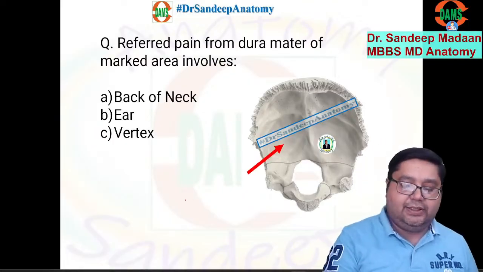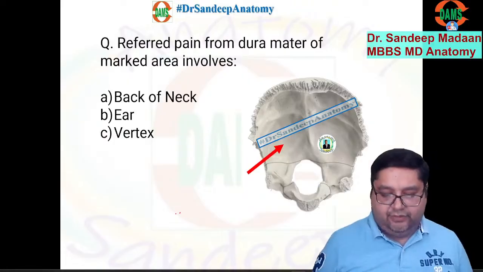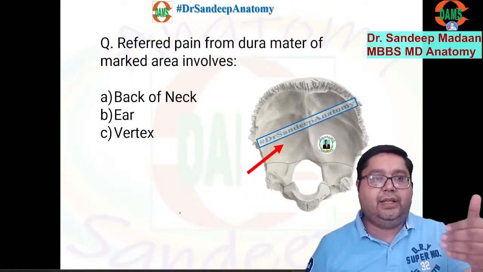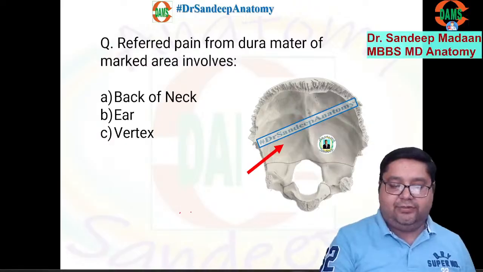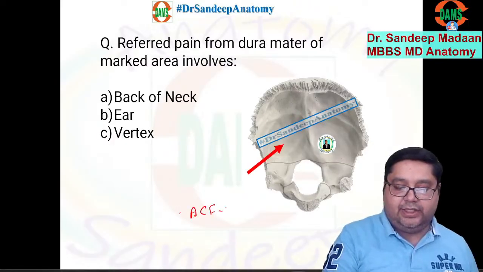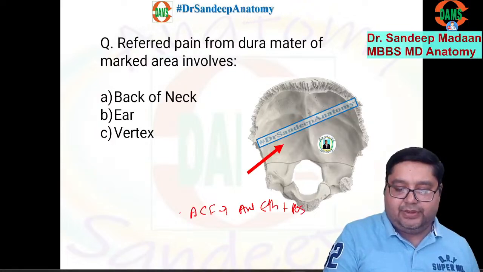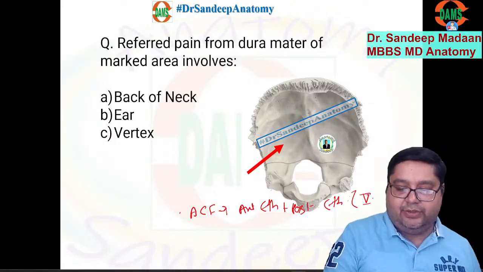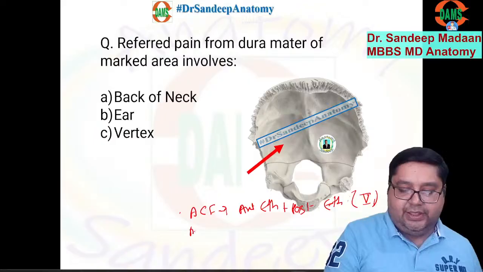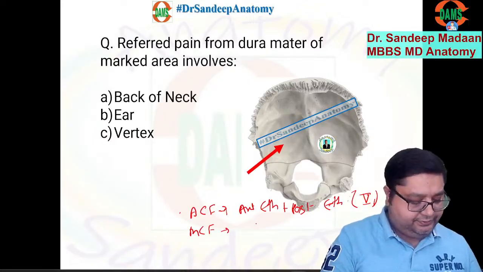Now when we discuss the dura mater nerve supply, we always discuss it as per the cranial fossa. So we write what? Anterior cranial fossa, the nerve supply is by anterior ethmoidal plus posterior ethmoidal nerve. I hope you remember this. And that means it is the territory of V1 fibers. In the middle cranial fossa, it is the V2 and V3 fibers.